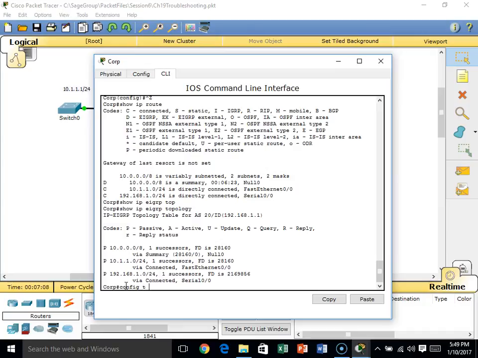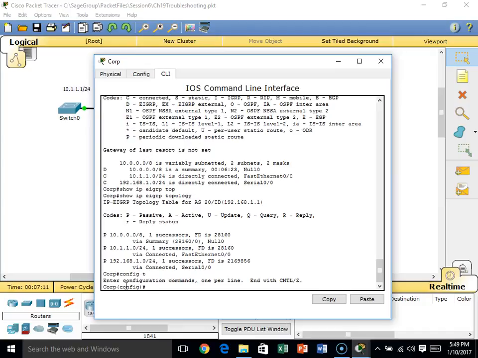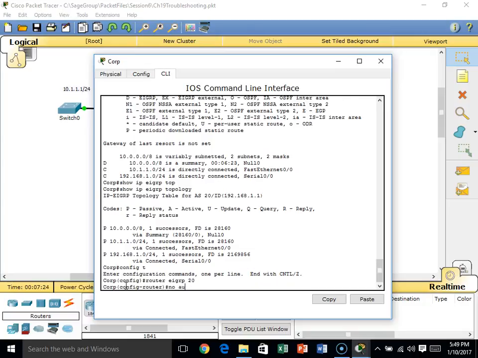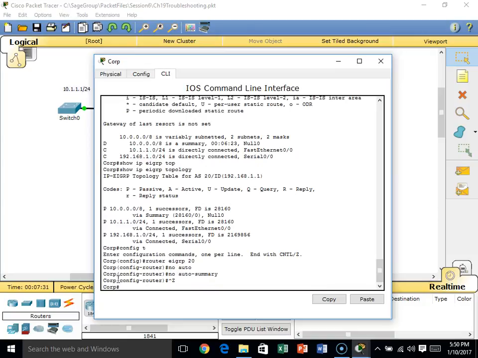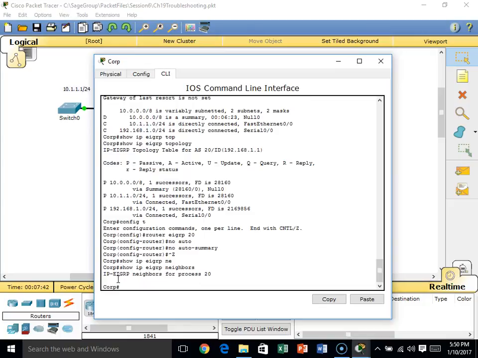I just want to come back to this router. And this was router EIGRP 20. No auto summary. And it's still not working though, because you notice that we didn't have any EIGRP routes. We can show IP EIGRP neighbors, and we don't have any. So they're not talking to each other.